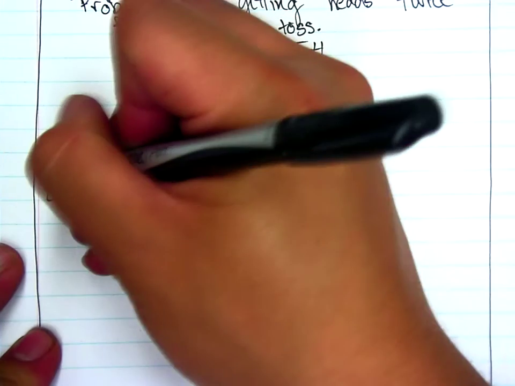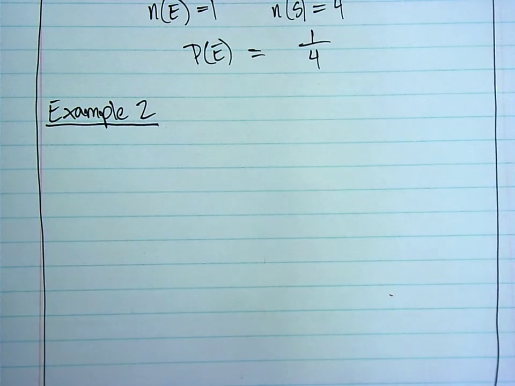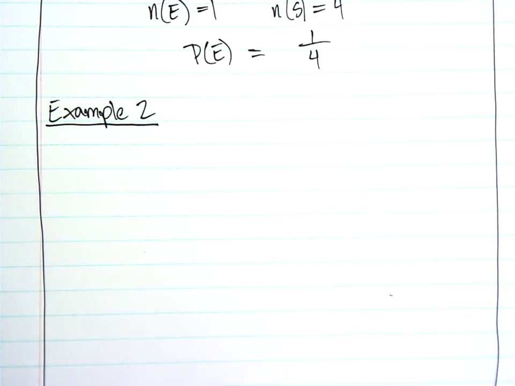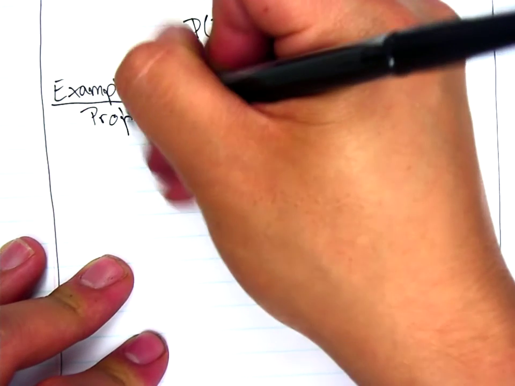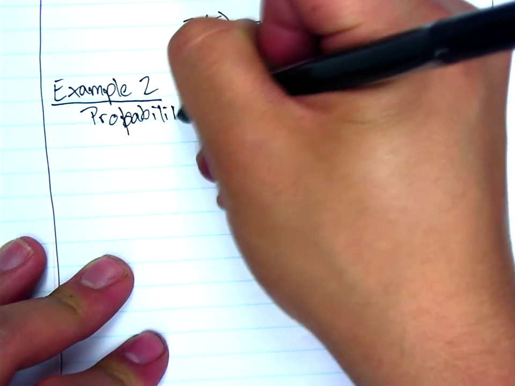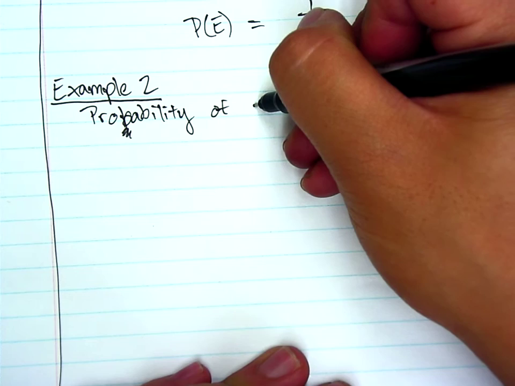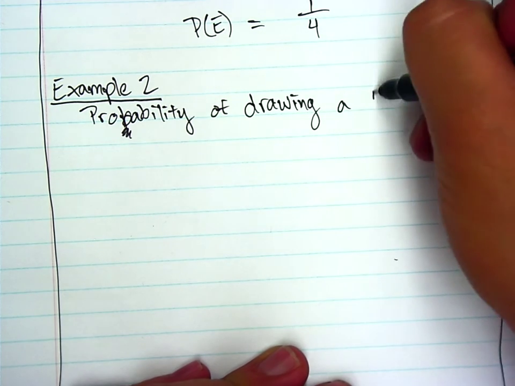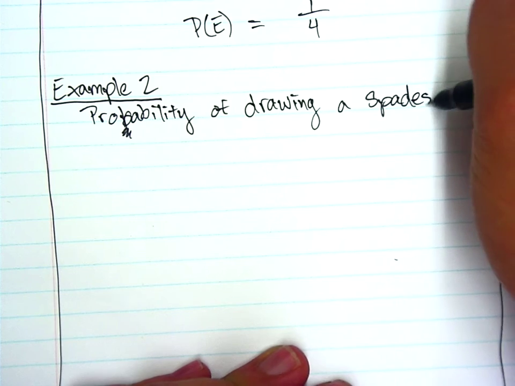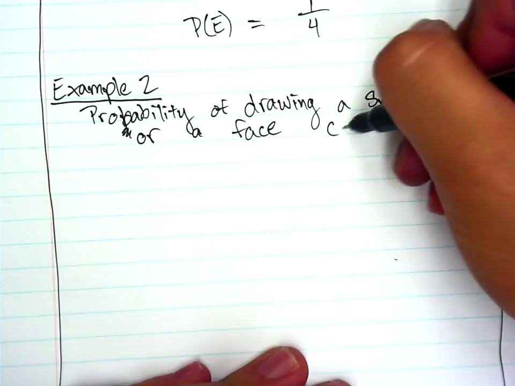With example 2, we're going to consider a deck of cards. So remember, a deck of cards has 52 cards, 4 different suits, and in each suit we have 13 kinds of cards. So the event that I want is the probability of drawing a spade or a face card. A face card, we mean a jack, queen, or king.